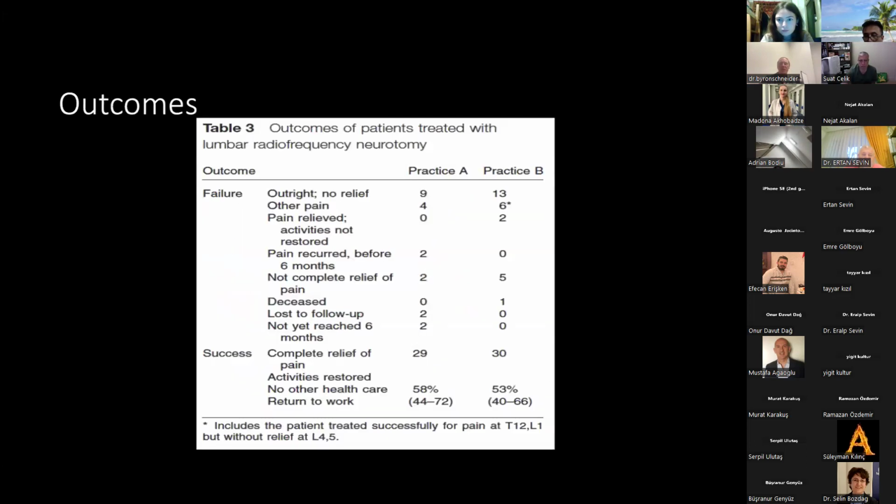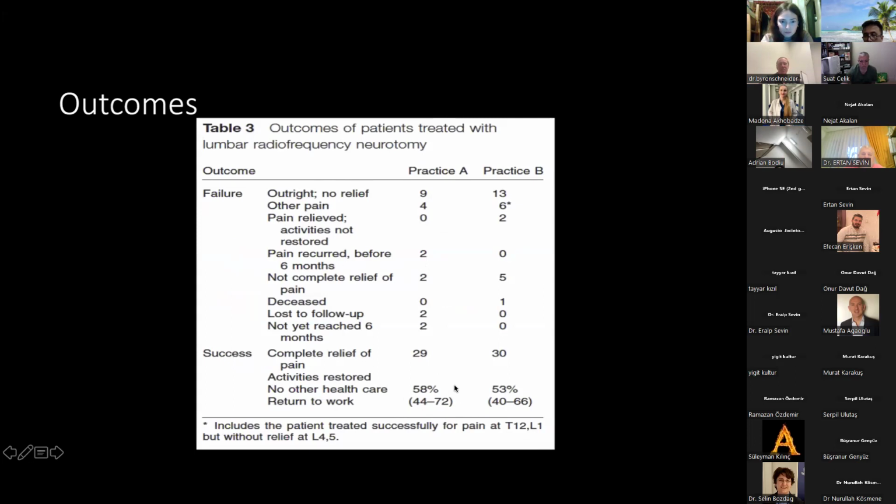And what they found here is, I'll draw your attention to the bottom of the screen. They had about 60, just below 60% success, which is amazing. If I have a patient and I say there's a 60% chance that I'm going to make you pain-free, not need to go to the doctor, do whatever you want, and return to work, that's a phenomenal treatment for low back pain. So if you do this properly, you can get really good results.